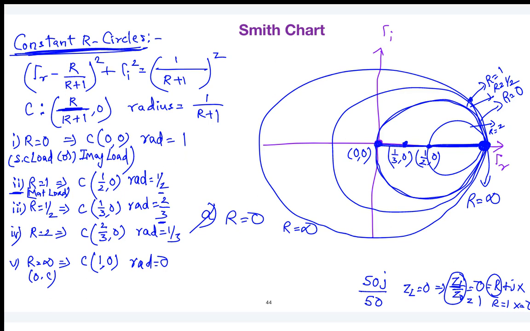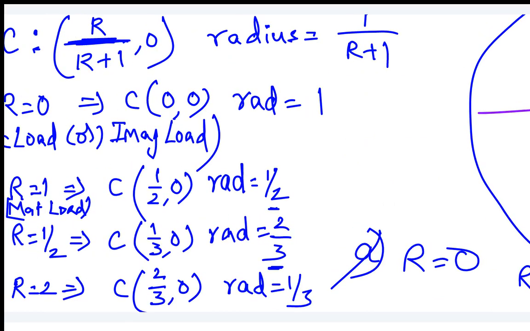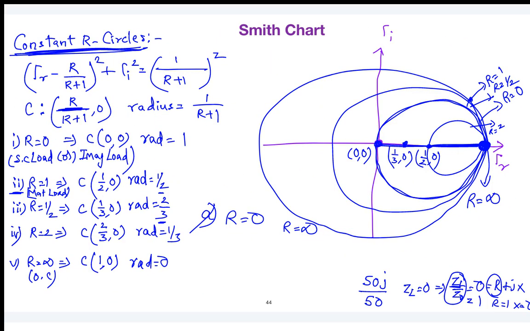There is one more common point here. The centers of all these circles are located on the real axis. You can see here, whatever circle you take, the second coordinate is always 0, which means that the centers are located on the real axis. That is the second point.